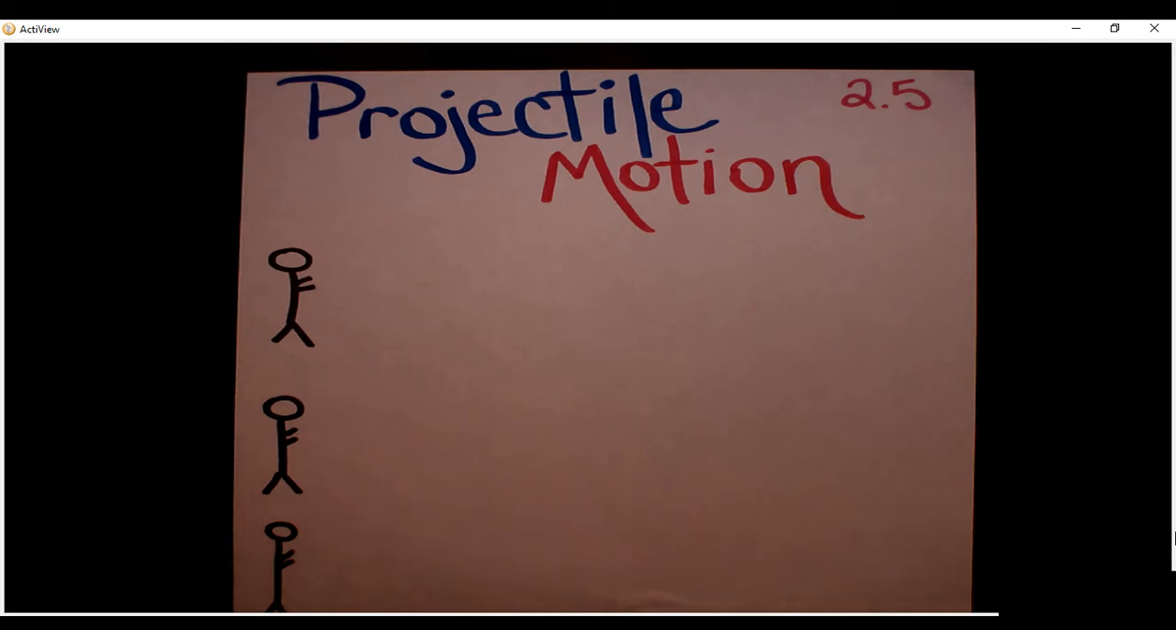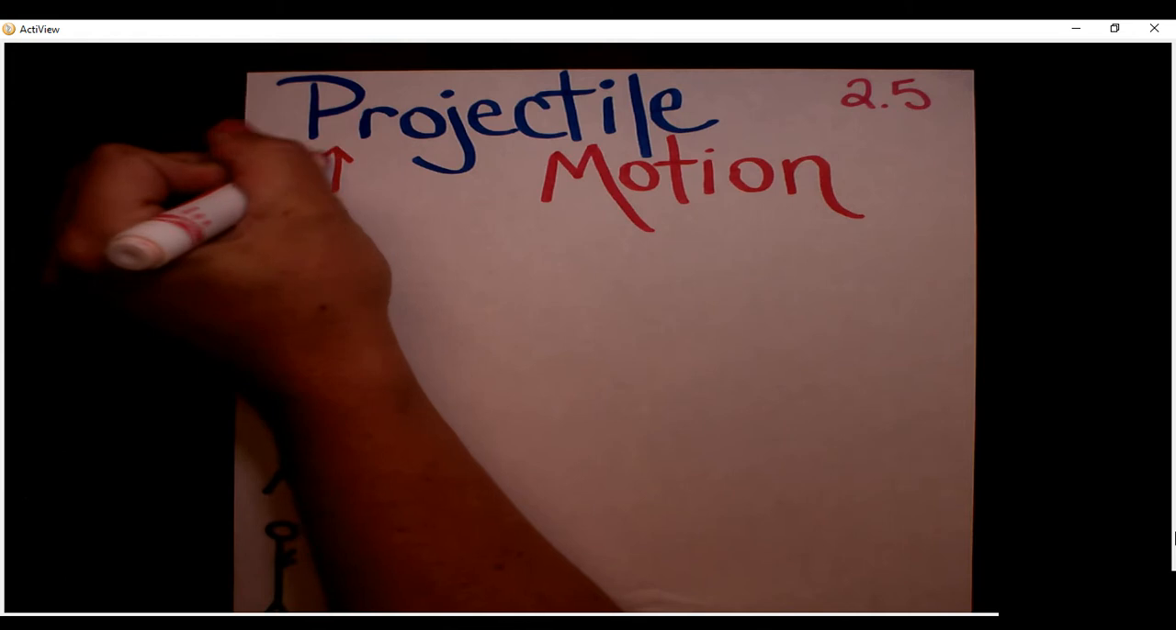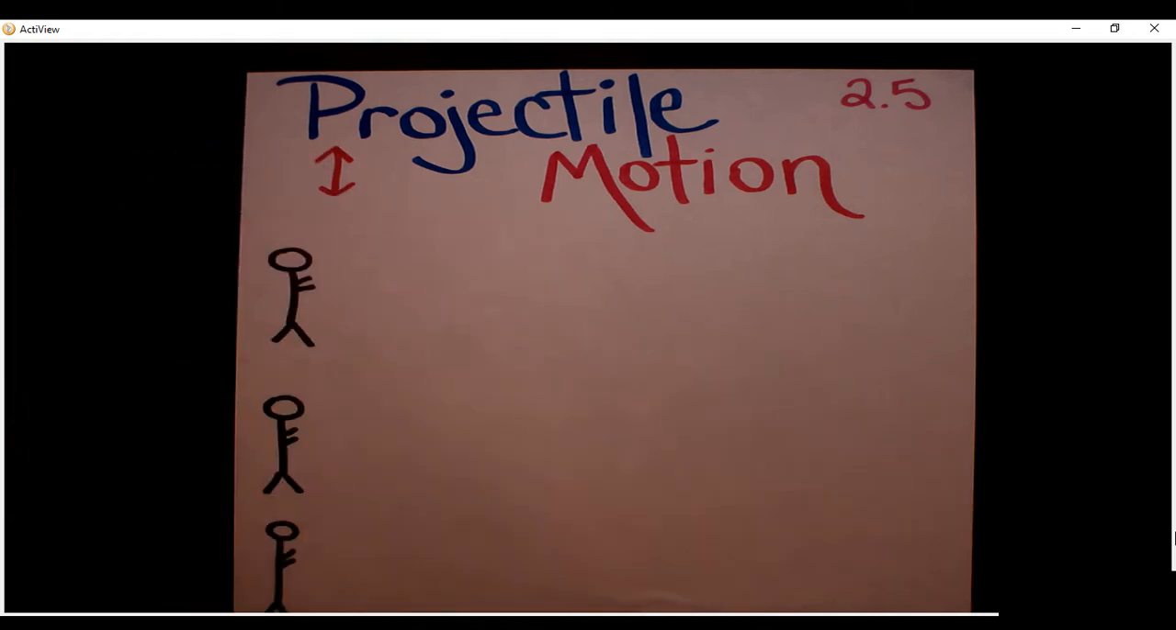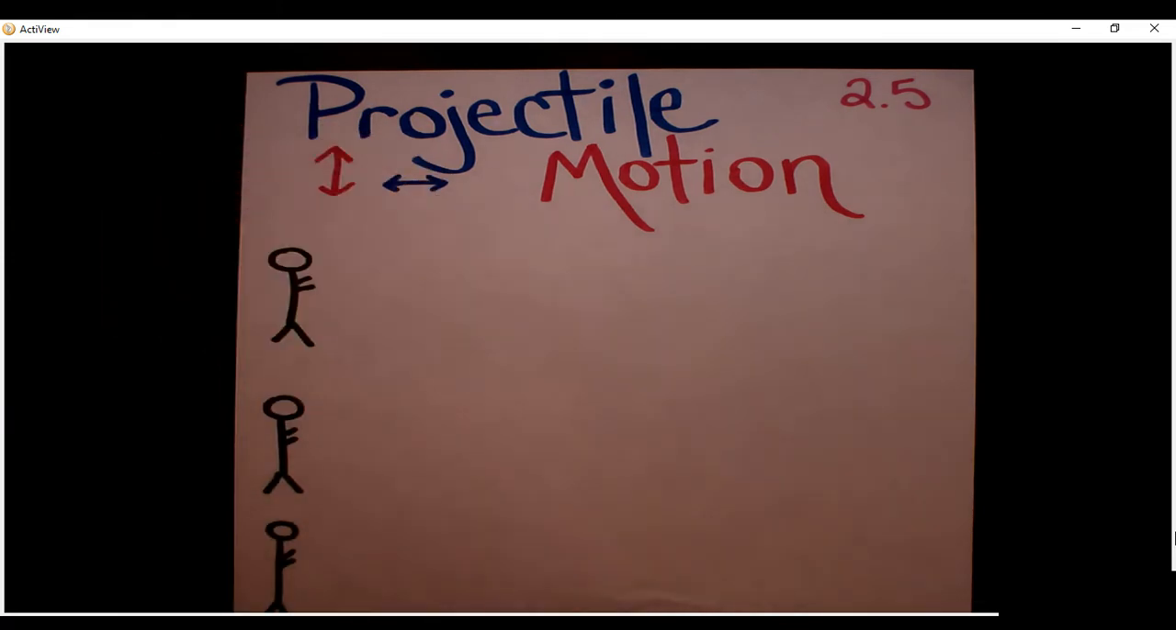So when we have a projectile motion, we have two ways that an object is going to move. It is going to move vertically, or up and down, and it's going to move horizontally. And the way in which it does these is going to depend on the mass of the object and the force applied to the object.